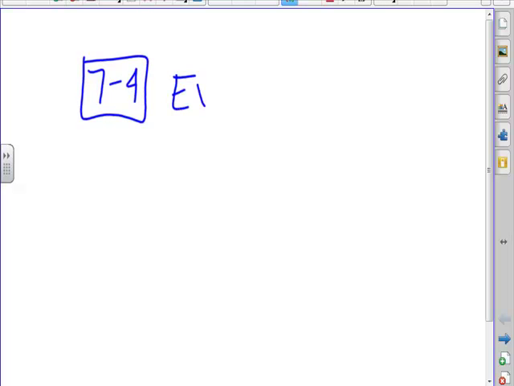Okay, this would be section 7.4, exponential functions and their graphs.